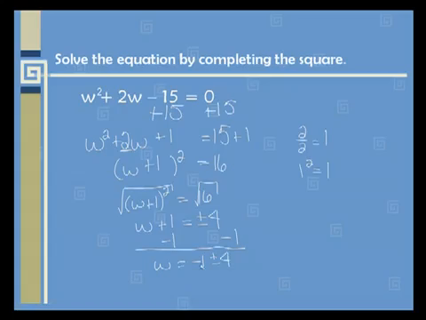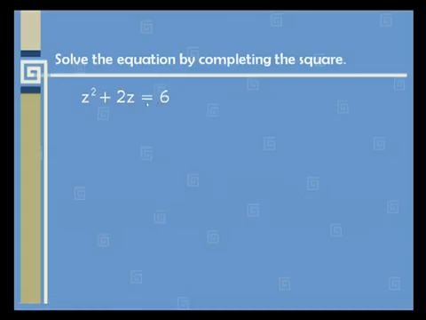Well, now that's going to give me 2 answers, and I'm going to write it up here for you. So w equals negative 1 plus 4, and w equals negative 1 minus 4. So negative 1 plus 4 is 3, negative 1 minus 4 is negative 5. And you just did solve the equation by completing the square.